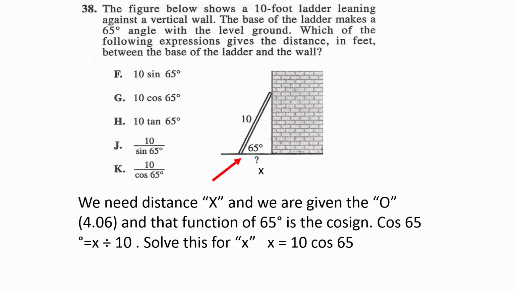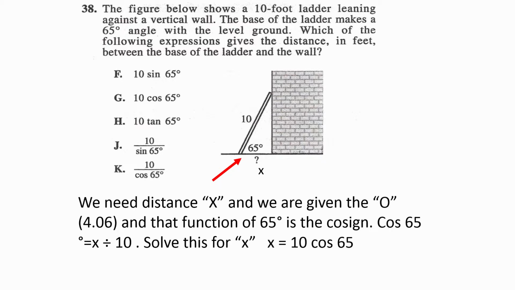Now the answers are given in terms of trig functions. So you're not going to have to use your calculator to find out the sine or cosine or tangent of 65 degrees. That's going to be in the answer. So as I said before, don't go calculating things you don't have to. Okay, here are the answers. 10 sine 65, 10 cosine 65, 10 tangent 65, 10 divided by sine 65, and 10 divided by cosine 65.